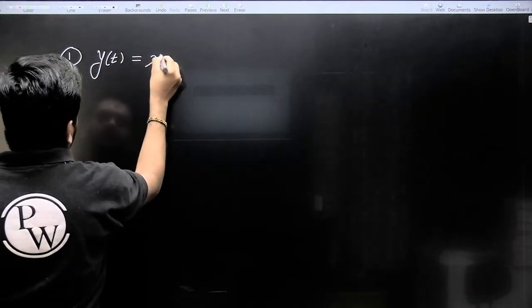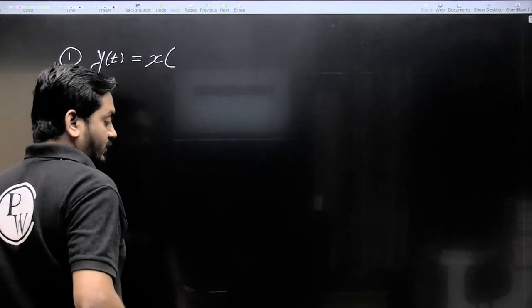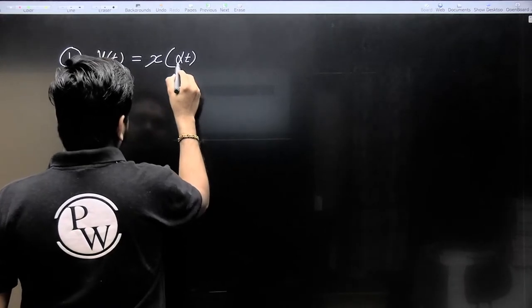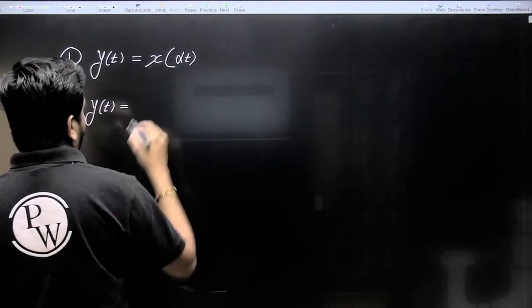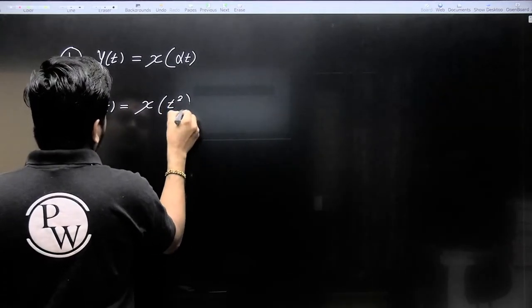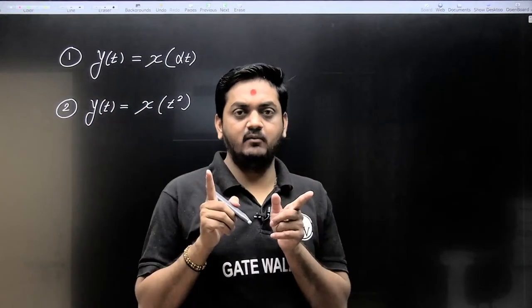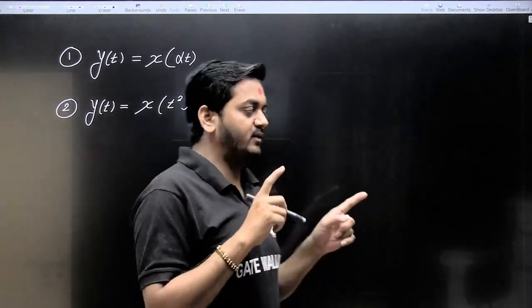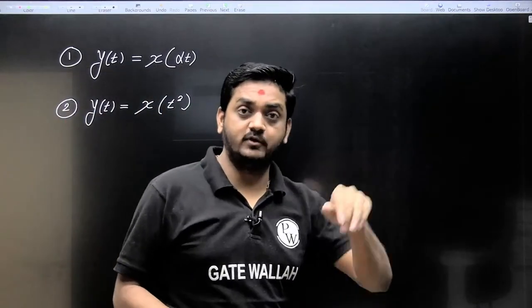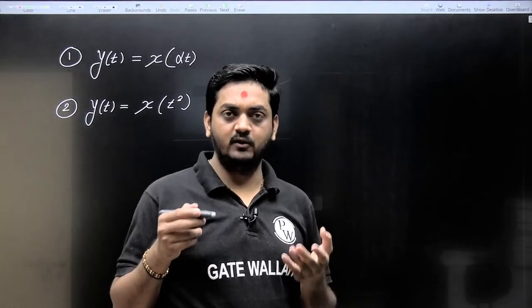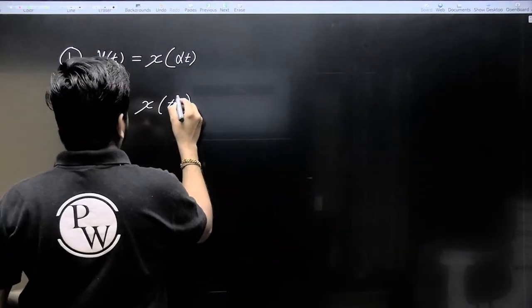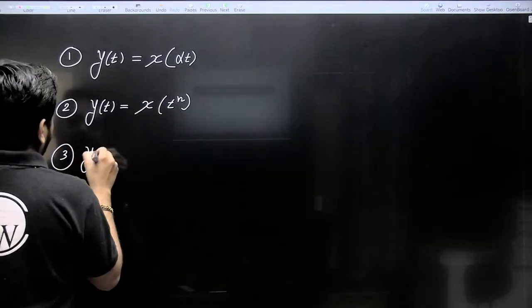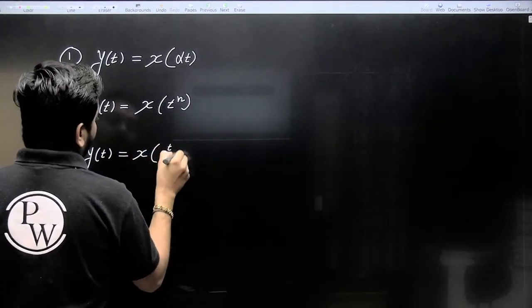So the observation is, number one, if any time scaling operation is performed on the independent variable time, like alpha t, time expansion, time compression, time reversal, then it is a non-causal system. The same holds for x of t square or e power t or sin t. That is, the independent variable inside the bracket is itself a function of t, like t square, t cube, t power n, t by 2, 1 by root t, e power t, sin t. In general, then also it is a non-causal system, like y of t equal to x of e power t.